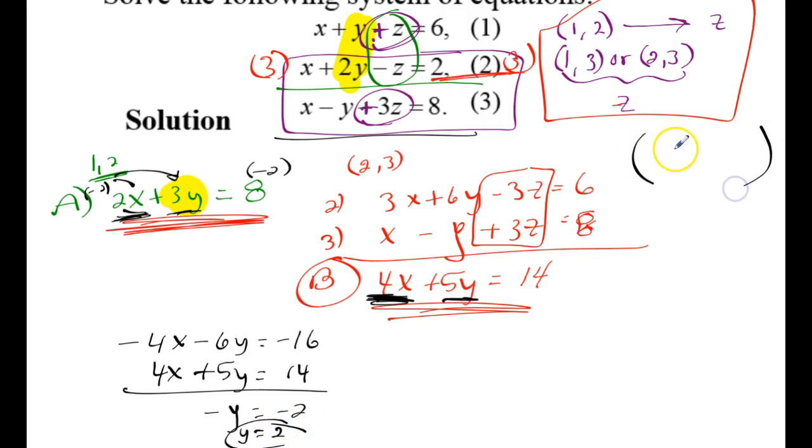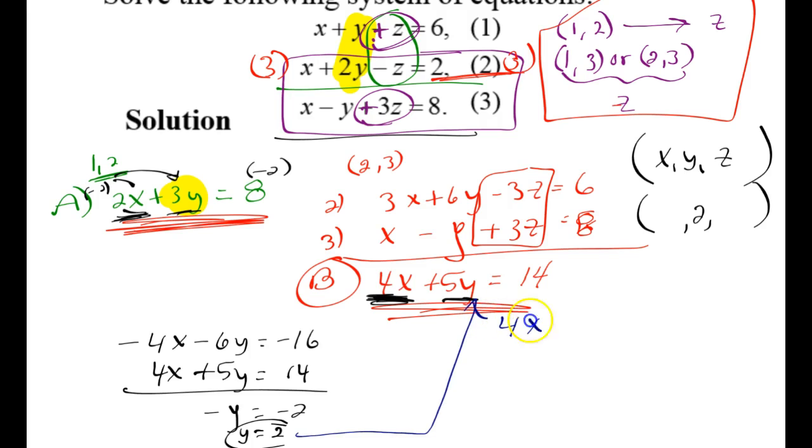So in my answer, x comma y comma z, I only have one answer so far, and that's y equals 2. But it's not hard to find the other answers because all I have to do is take this y equals 2 and plug it into any equation. I'm going to choose to just go right here. I'll take this y equals 2 and plug it in right here. So instead of 4x plus 5y equals 14, the new y value is 2. So I'll subtract off 10 from both sides.